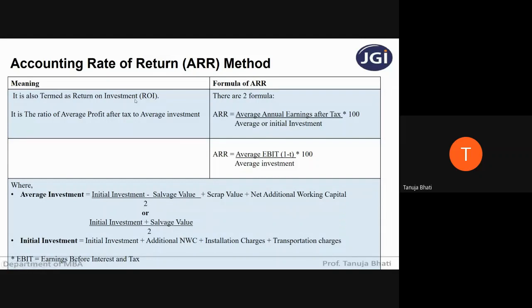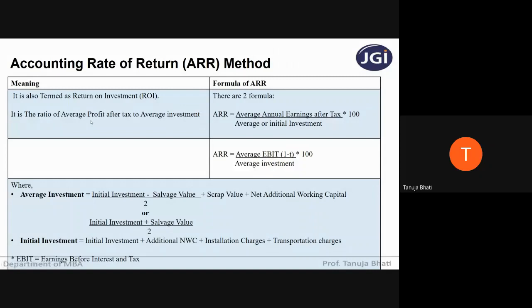Obviously, when you want to find out your return on investment, it is nothing but returns divided by your investment after tax. So after deducting tax, you're going to find out the earnings. This will be divided by the average investment you're making, or the initial investment that you're making.